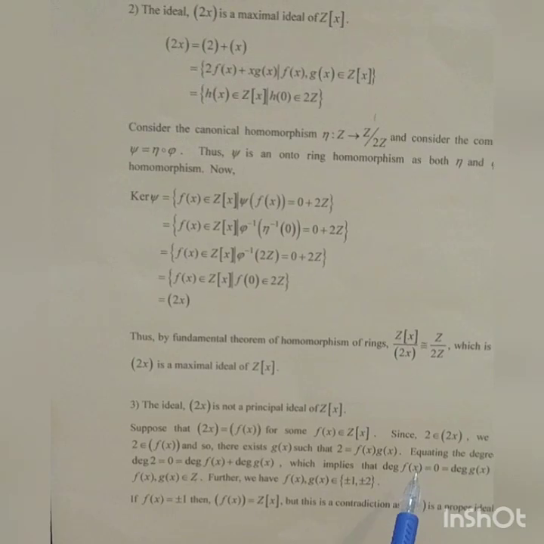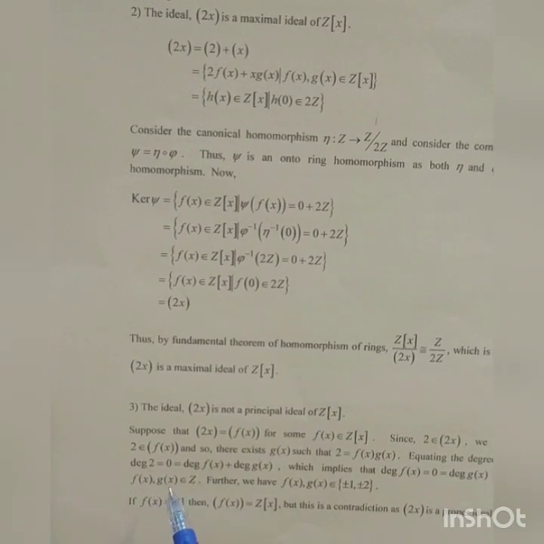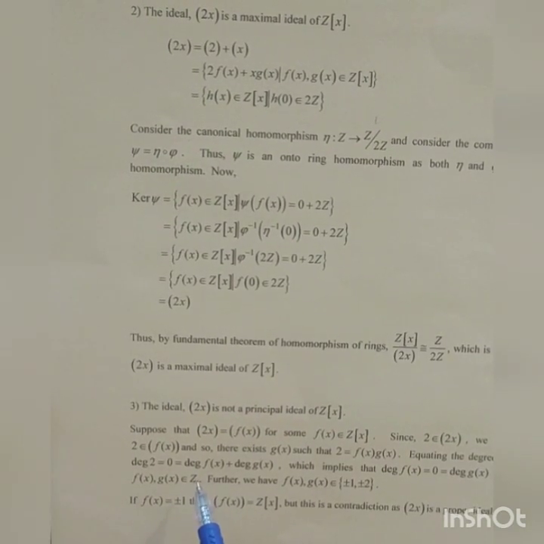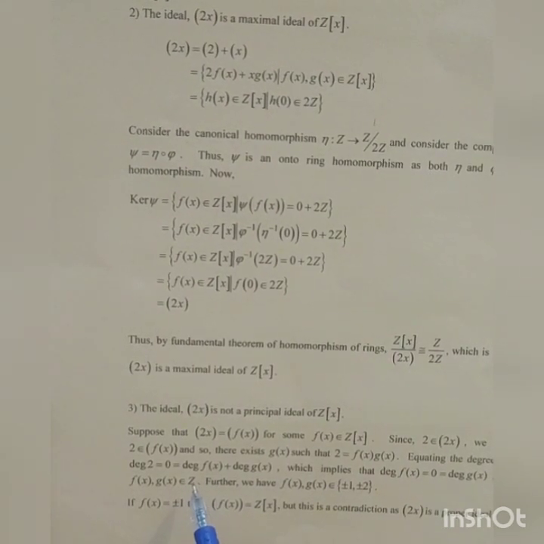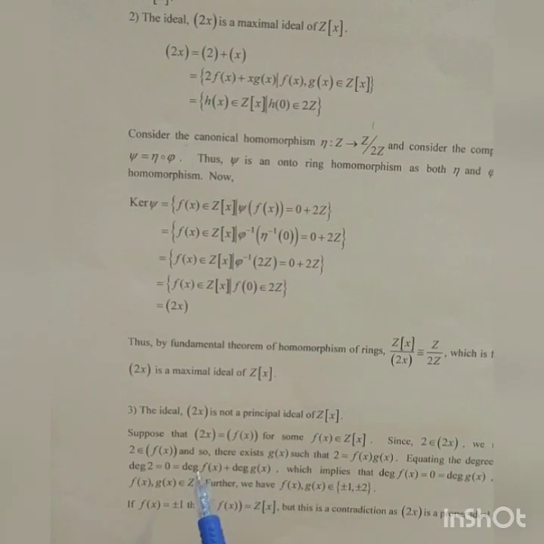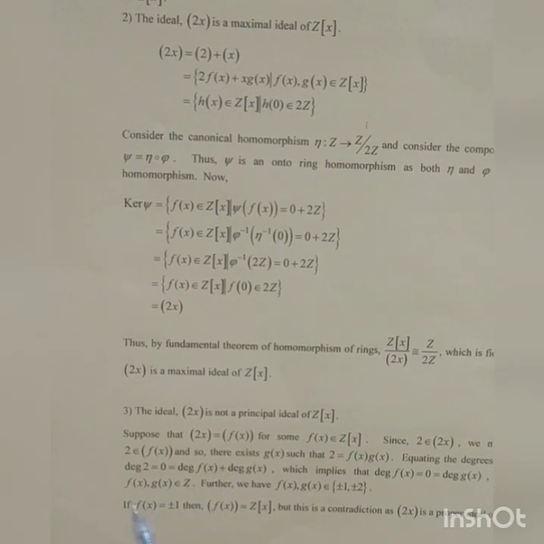If the degree of f(x) and degree of g(x) is 0, we have f(x) and g(x) as polynomials which are constant in nature. So f(x) and g(x) are nothing but constant polynomials, therefore they belong to Z, because in Z[x], all the coefficients including the constant come from Z. But we knew that f(x) times g(x) must be equal to 2. So the possibility for values of f(x) and g(x) will be, suppose f(x) is plus or minus 1, then g(x) will be plus or minus 2.